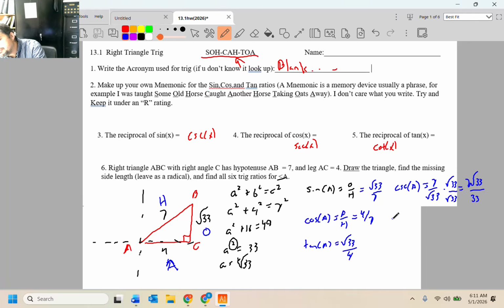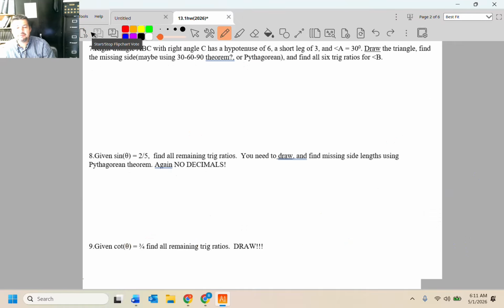The reciprocal of cosine has always been called secant, and this one's easy to flip. You just get 7/4. The reciprocal of tangent is called cotangent, and we have 4 over root 33. We clean that up by multiplying the numerator and the denominator by root 33, and we get 4 root 33 over 33. There we go. Moving forward.